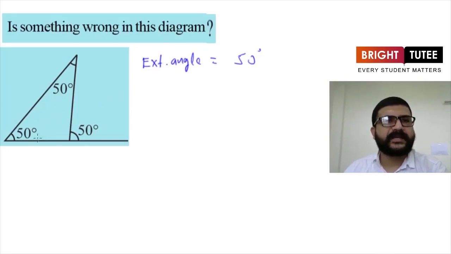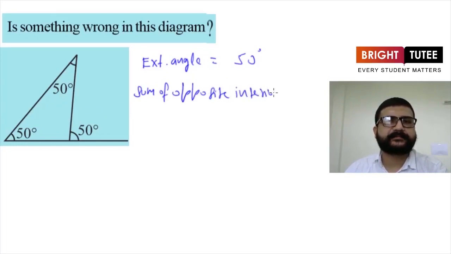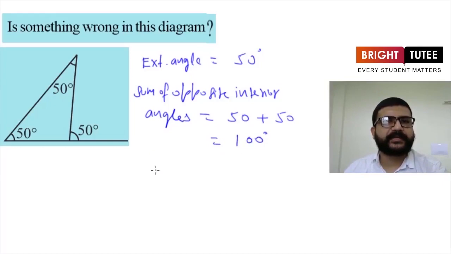Now what about opposite interior angles? They are 50 each. So it means sum of opposite interior angles will be equal to 50 plus 50. Now this is 100. So now what do you think? Is it fine? No, it is not fine, because here exterior angle is not equal to the sum of opposite interior angles. So it means this diagram is not fine.